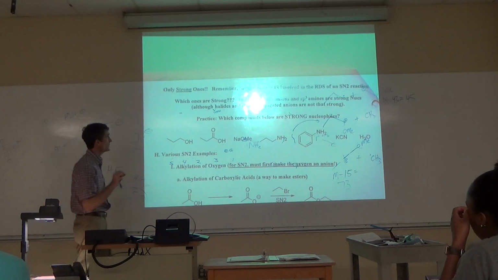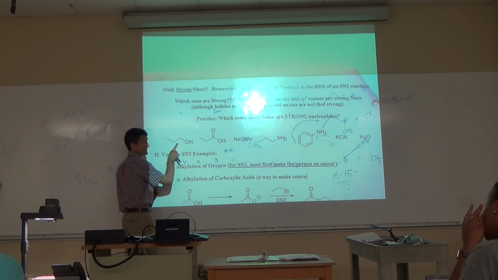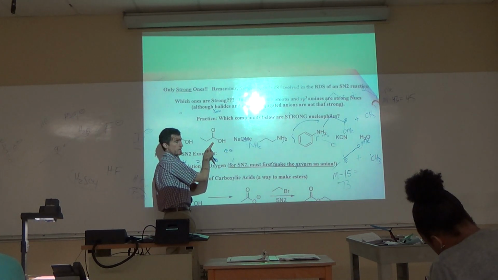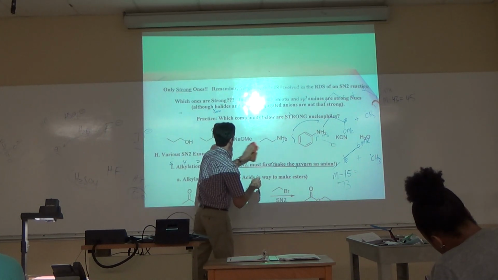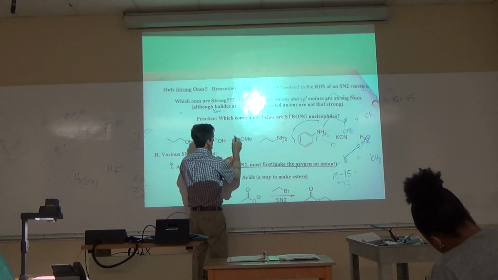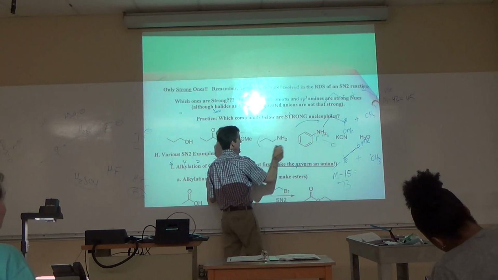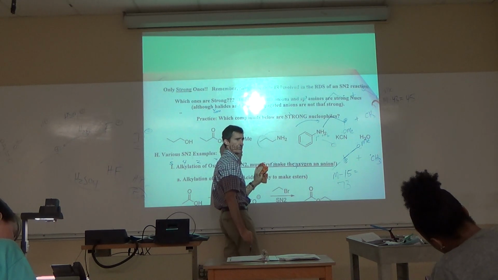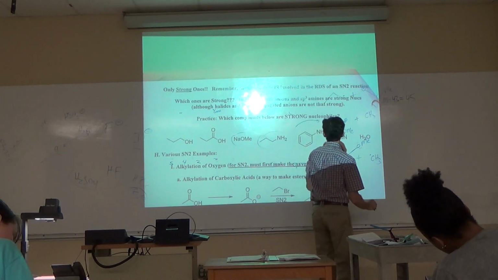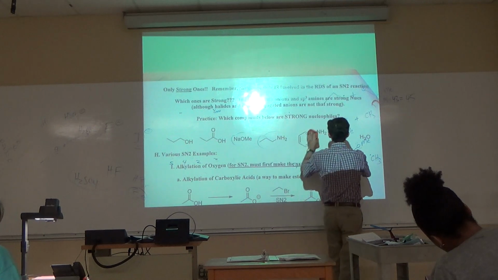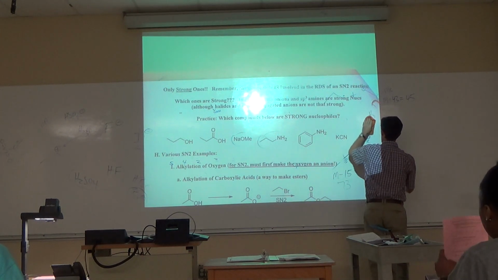Which compounds below are strong nucleophiles? Is this a strong nucleophile? Is it an anion? Is it an sp3 nitrogen? No, not strong. This one. Not strong. Next one. Yes, strong. It's an oxygen anion. How about the next one? Strong. It's an sp3 nitrogen. Good nucleophile. Next one. No, lone pair is conjugated, not as nucleophilic.